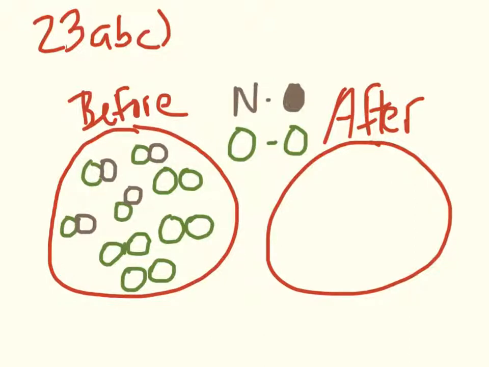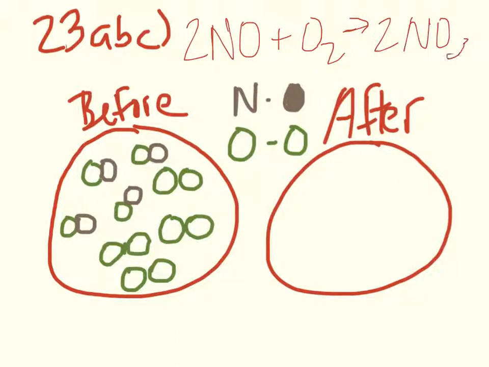So this will go to 23 A, B, and C, the limiting reagent problems. To do this, we have the balanced equation: 2 nitric oxides, NO, and 1 oxygen gas will form 2 nitrogen dioxides. I've already drawn the pictures for part A: 4 nitrogen oxide molecules and 4 oxygen molecules on the reactant side. Looking back at my balanced equation, 2 nitrogen oxides and 1 oxygen gas give me 2 nitrogen dioxides each time.